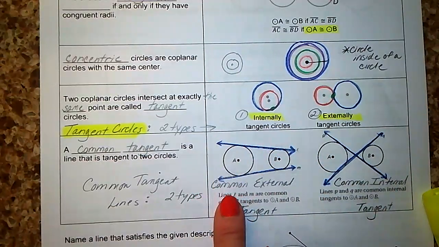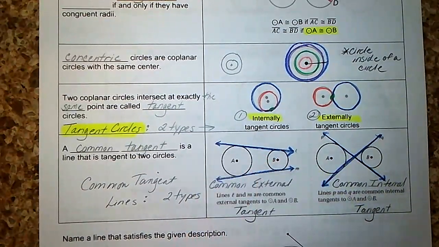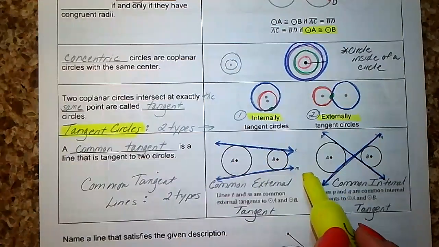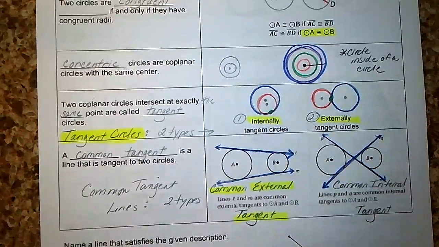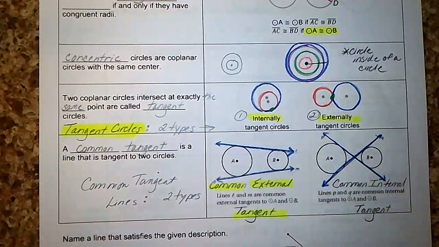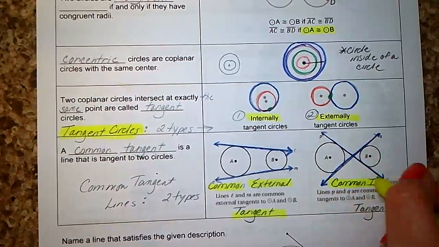This is what's called a common external tangent, okay? So the circles themselves are not tangent. These circles are not touching each other, all right? But the lines here are touching both circles. So they have a common external tangent line. As opposed to this one, where they're crossing in between. That's called a common internal tangent, right?